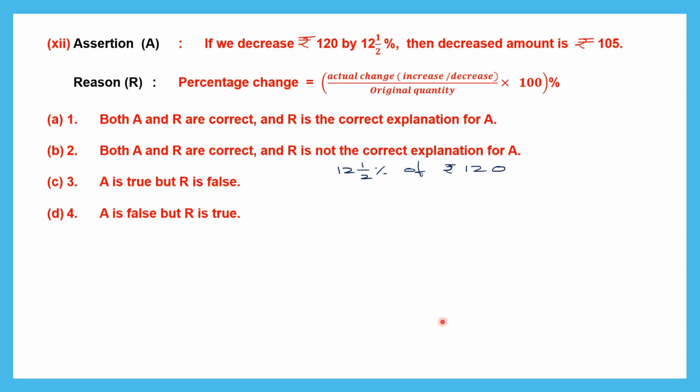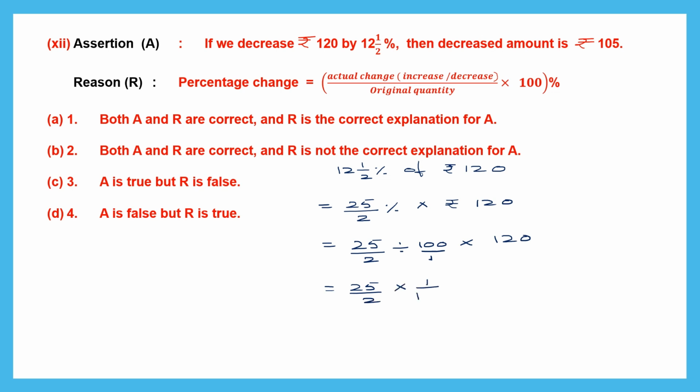So let's convert 12 1 by 2. 12 2s are 24 plus 1 is 25. So this makes it 25 by 2% of, that is into, 120 rupees. So 25 by 2% means 25 by 2 divided by 100. Now this part is division of fractions. So this is 100 by 1. So now we can make this 25 by 2 into 1 by 100 into 120.